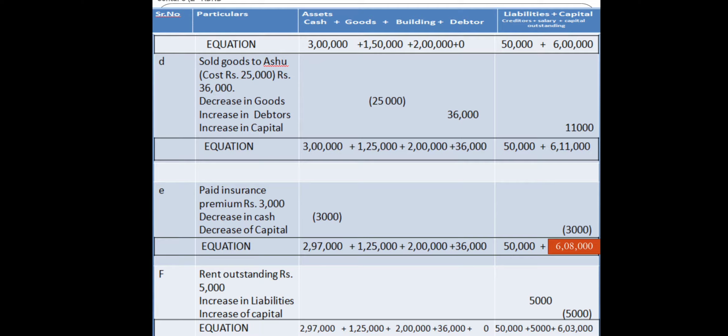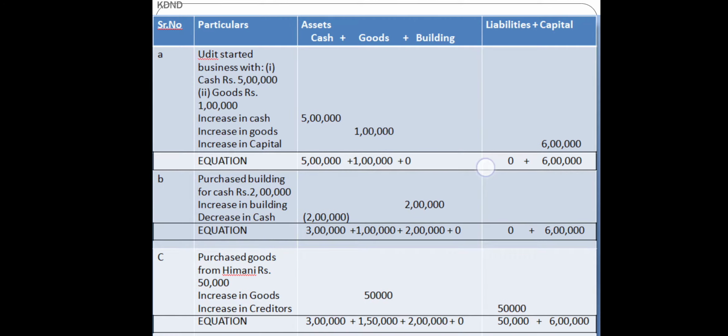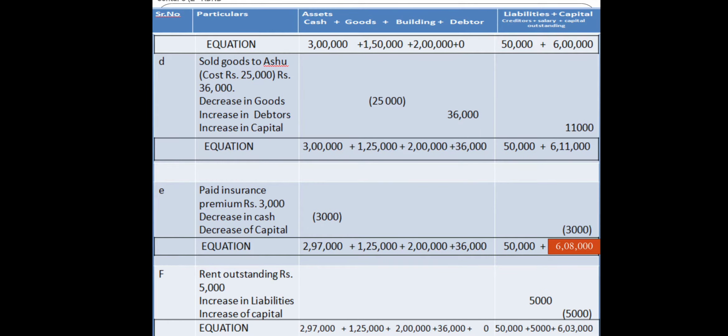When I am selling the goods to Ashu on credit, there is a decrease in goods, an increase in debtors, and at the same time an increase in capital. You can see over here, goods decreased by 25,000, my debtors increase by 36,000, and at the same time in the capital column I will be introducing 11,000. Ultimately both sides will tally with 6,61,000.